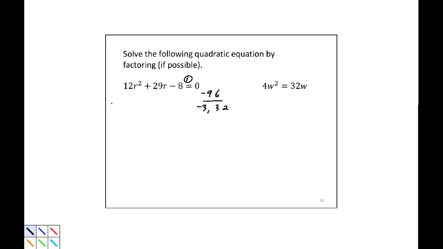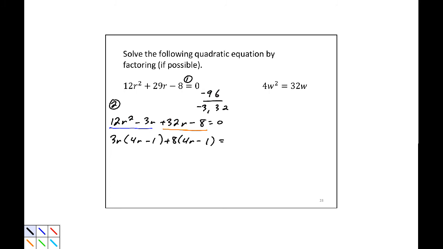So I'm going to do the factoring real quick. 12r squared minus 3r plus 32r minus 8 equals 0. So these two have a 3r in common, 4r minus 1. These two have an 8 in common, so plus 8, and that would be 4r minus 1, which means this factors as 4r minus 1 times 3r plus 8.